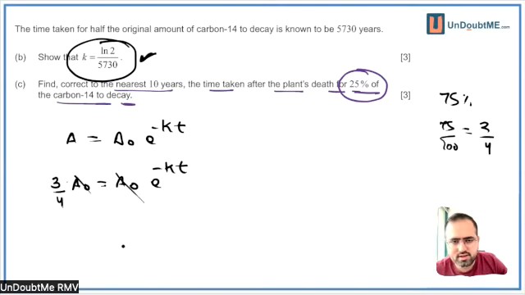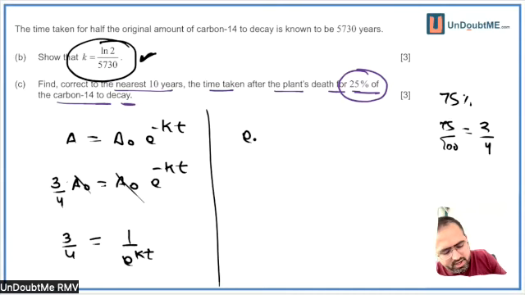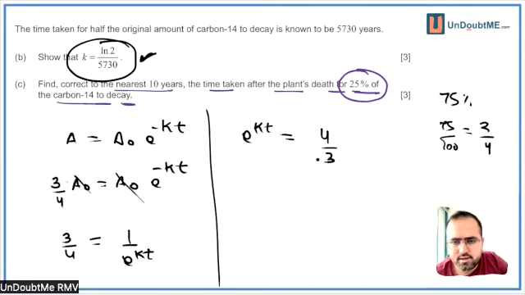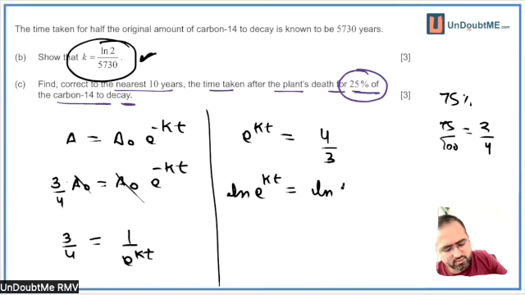Then what do I have? A naught cancelled. And then after that I'll do the reciprocal. Why is it recommended to do the reciprocal? Look at this step. If you do the reciprocal, you will get e to the power kt is equal to 4 by 3. I want you to deal with positive exponents. It will be easy for your mind to understand. Taking log on both sides will give me ln e to the power kt is equal to ln 4 by 3. All calculations will be done by calculator, so need not worry about 4 by 3.